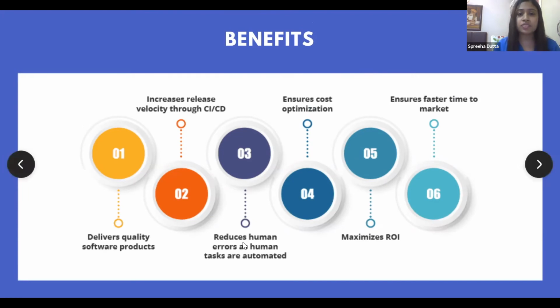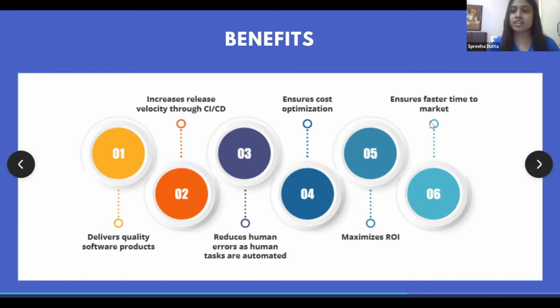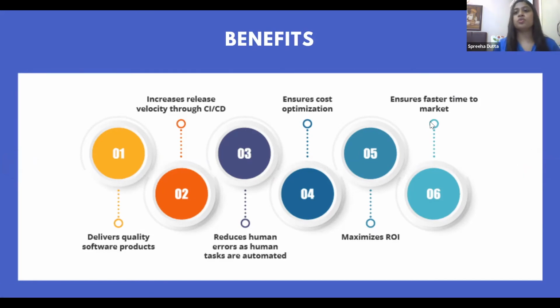Then we have reduces human error as tasks are automated. Then cost optimization: if you're automating something, you don't have to recruit another human resource, so costs are saved in terms of that. It maximizes the return on investment. Then it ensures faster time to market, so your release is done at an earlier date. You receive feedback from the business end at an earlier date, and the process is expedited.